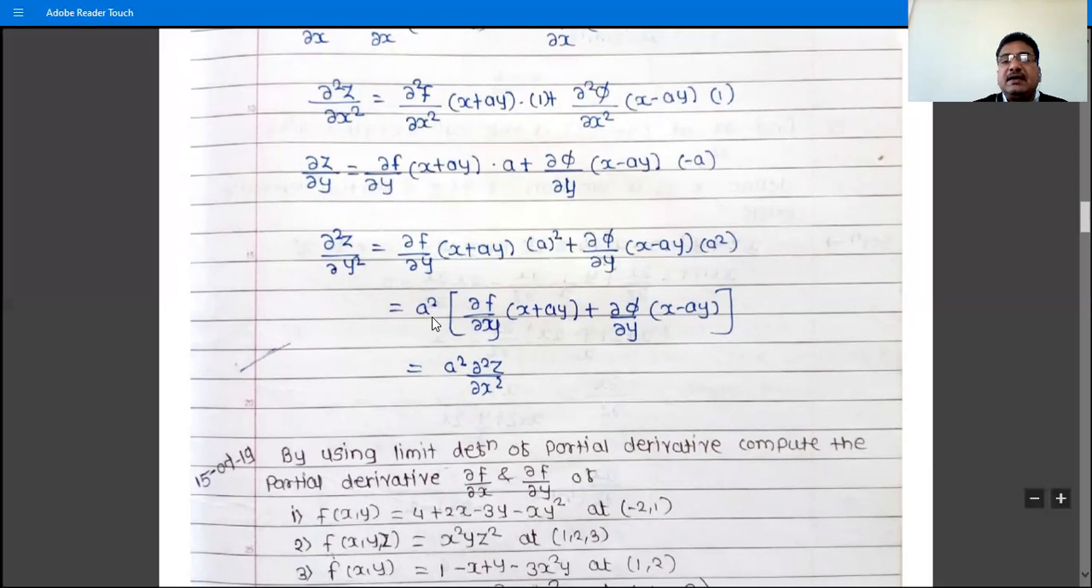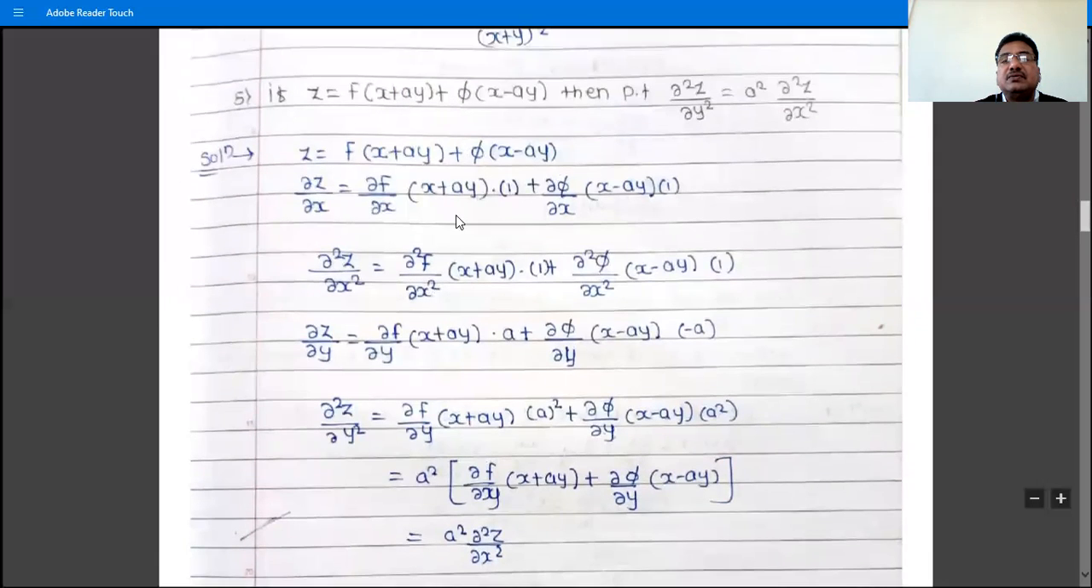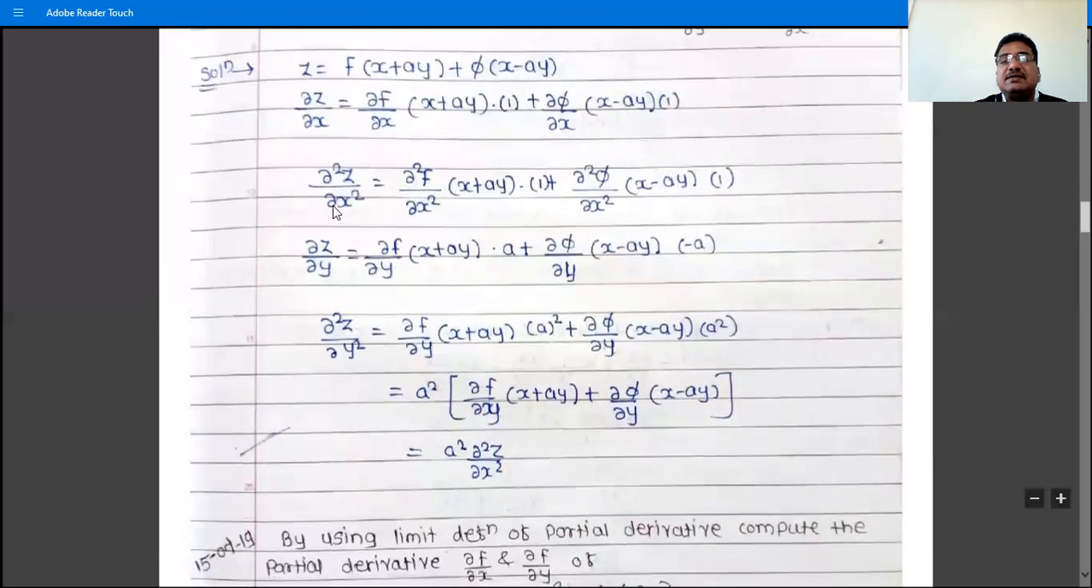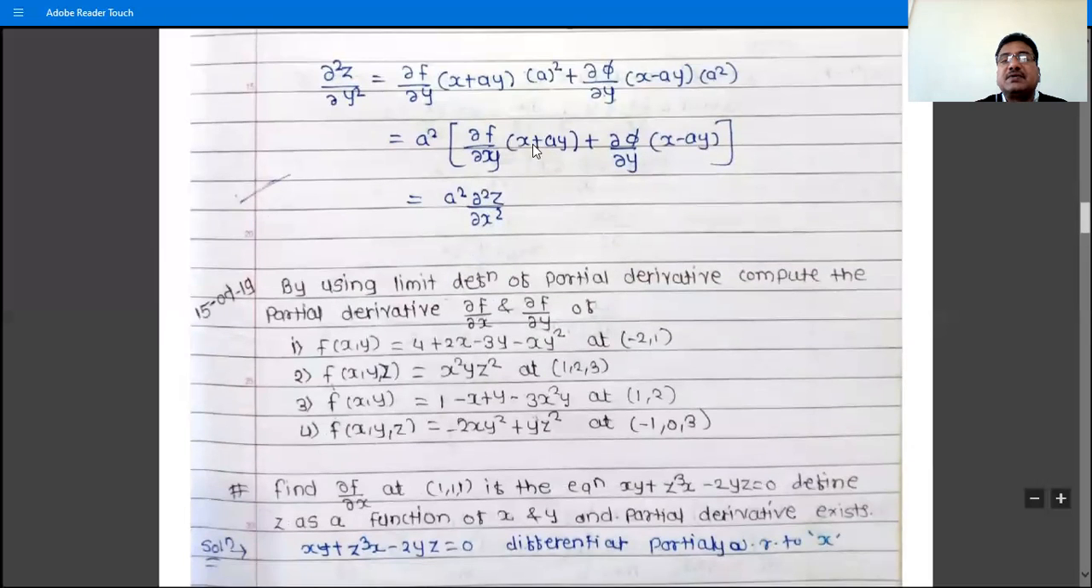Then take a square as common. Here write ∂²φ/∂y², and this is equal to this quantity, that is ∂²z/∂x². So a square times ∂²f/∂y² here, and this bracket is the ∂²z/∂x².